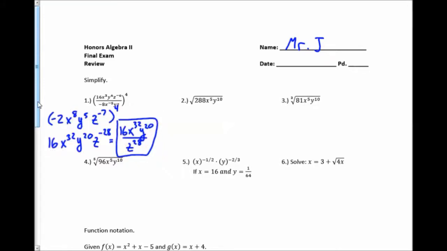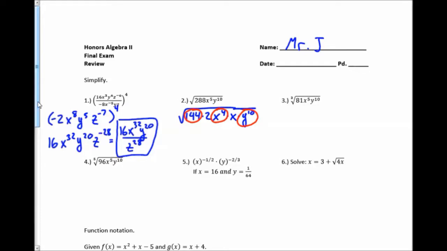Okay? If I take a look at the next one, number 2, I've got the square root here, so I'm looking for perfect squares. And so when I see this thing, the 288 breaks down into 144 times 2. The x to the 5th I can break down into x to the 4th times x. And the y to the 10th is already a perfect square because it's got an exponent that's divisible by 2. And now I take the square root of each of these perfect squares.